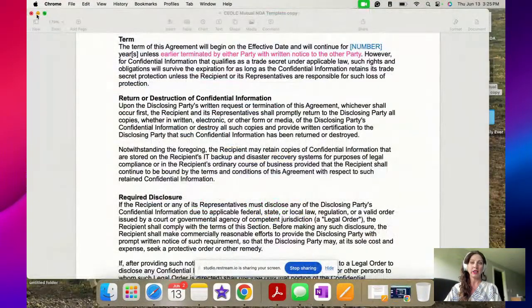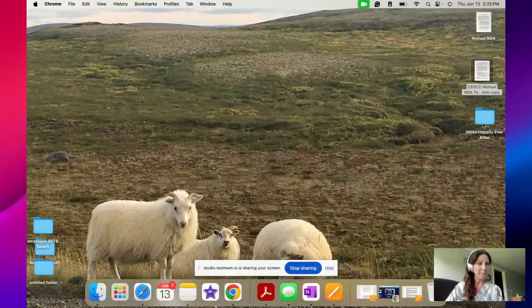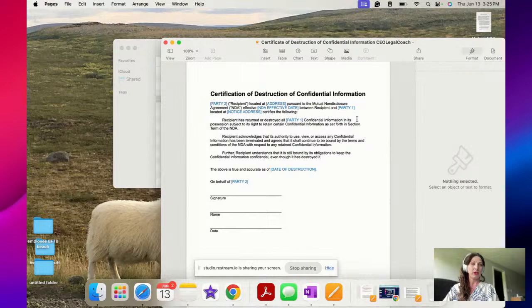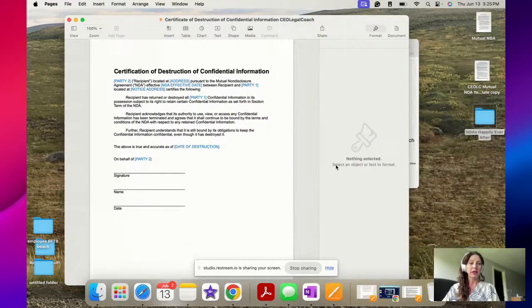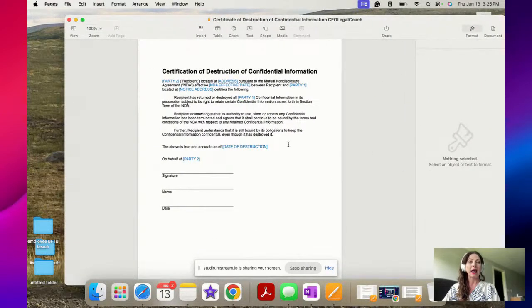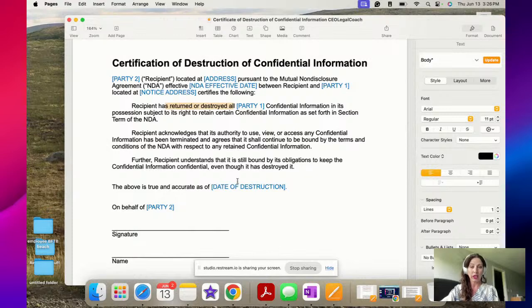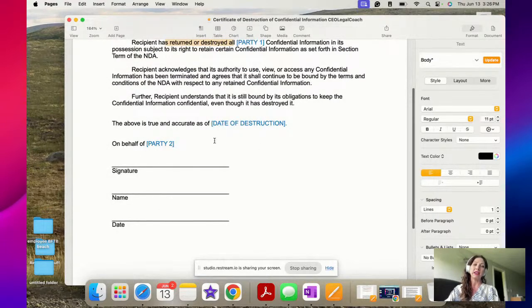And I'm going to show you a certificate of return and destruction, okay? So, certificate of return and destruction. Here we go. So here is one. And it is simply a document that one party will send to the other, confirming that they have, in fact, returned and destroyed all the information. They're going to say the date that they destroyed it, and they're going to sign that document.